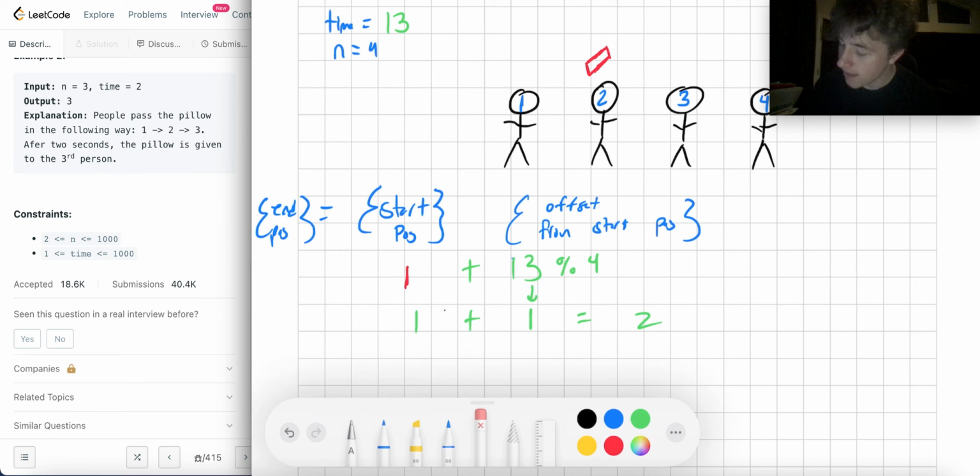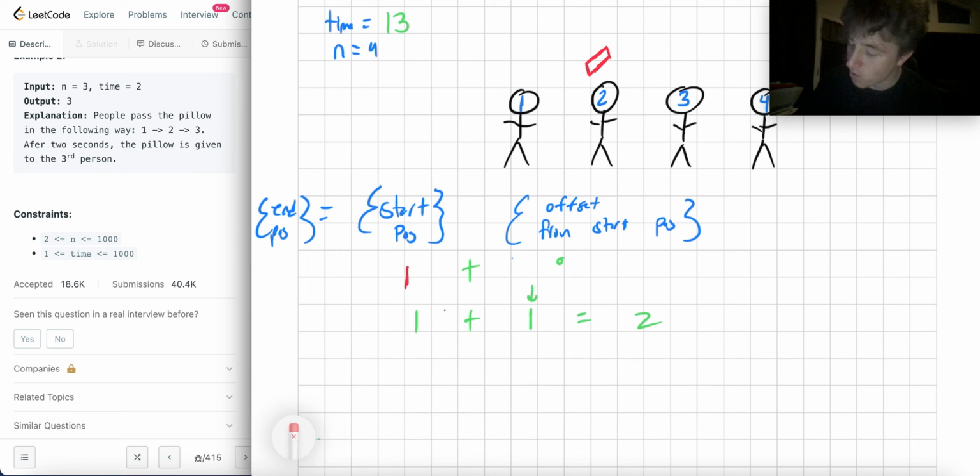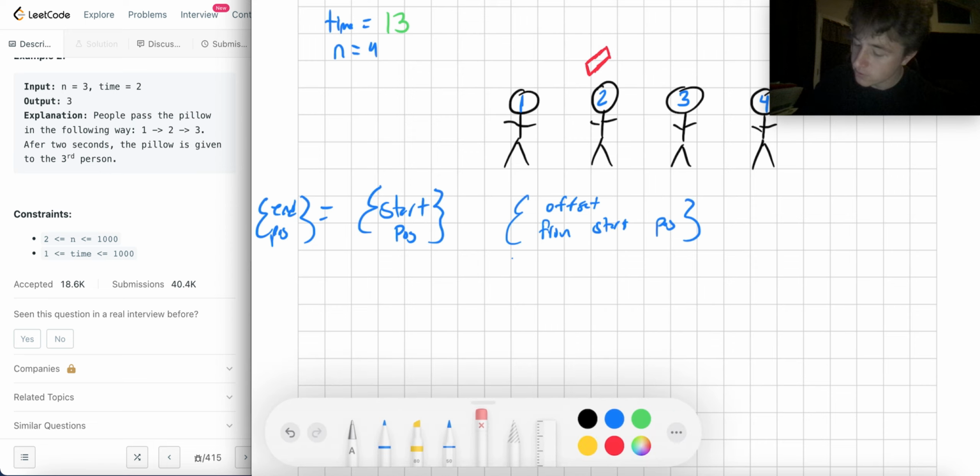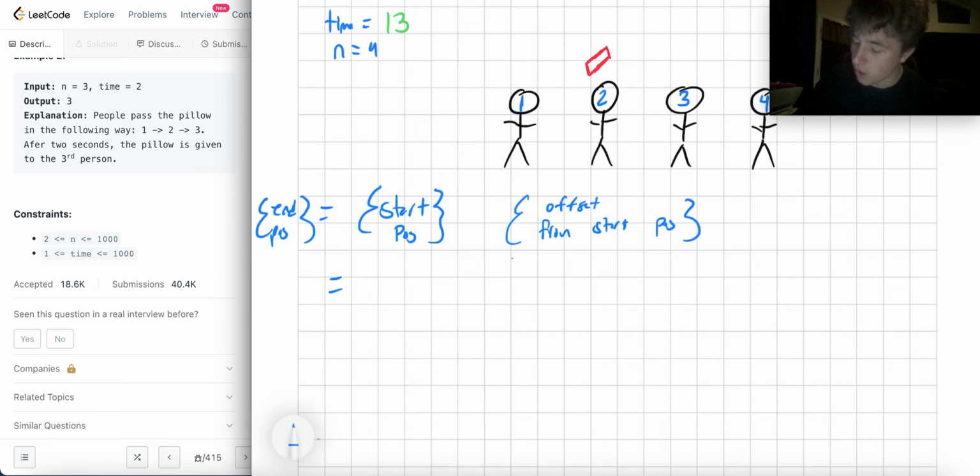So that means the general equation, where 13 was the time and 4 was n, would be the starting position 1 plus the amount of time that I'm going, modulo n, the size of my system, to determine the number of cycles within my system.